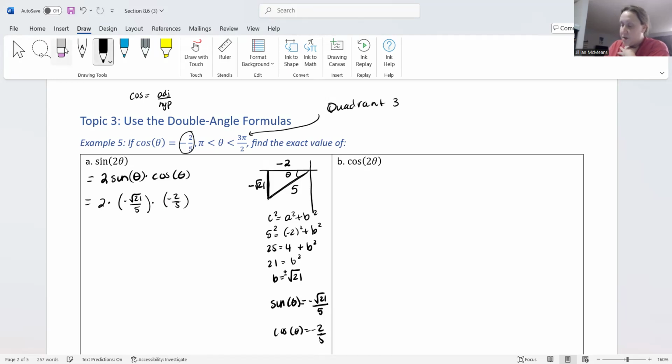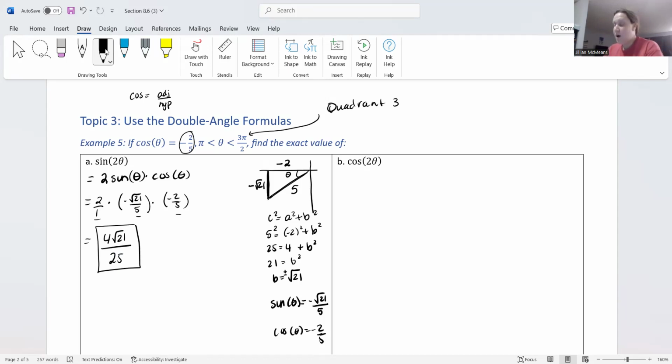And if it helps you, this 2 right here, you can put it over 1 if it's easier for you to see that. Whatever is fine. So let's multiply across. So I get 2 times negative square root 21 times negative 2. Well, the two negatives are going to become a positive. And then 2 times 2 is 4 times the square root of 21. And then for my denominators, I have 1 times 5, which is 25. So sine of 2 theta is 4 square root 21 over 25.